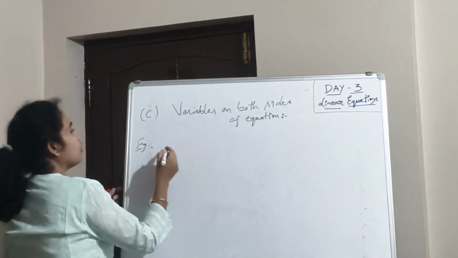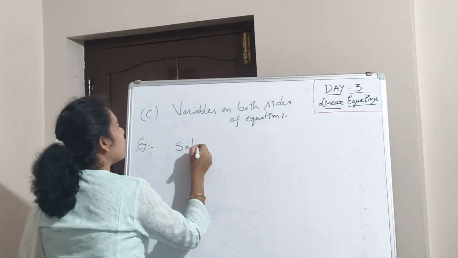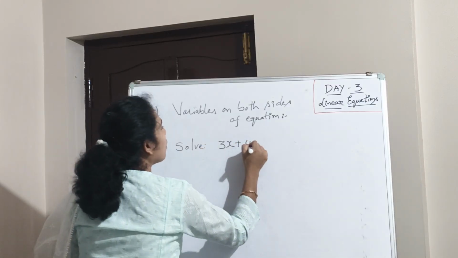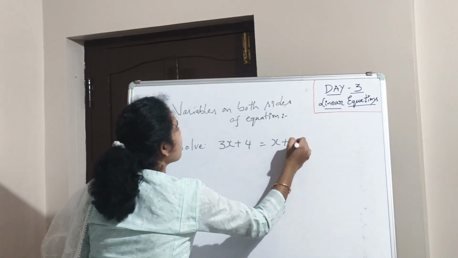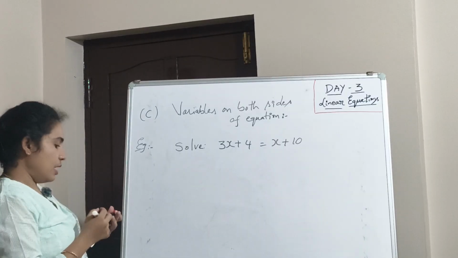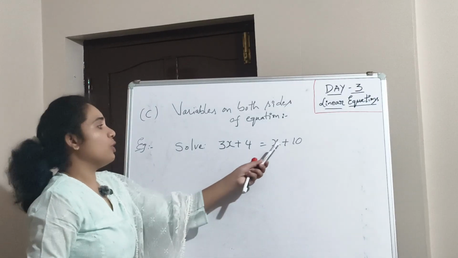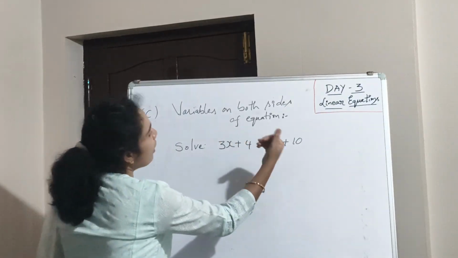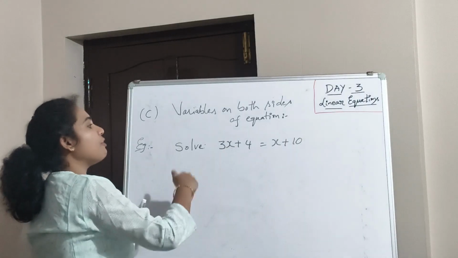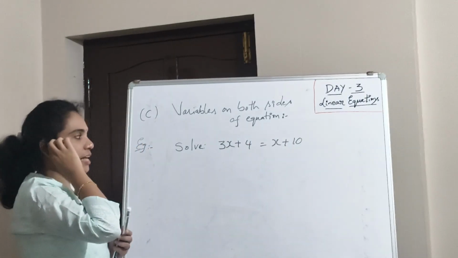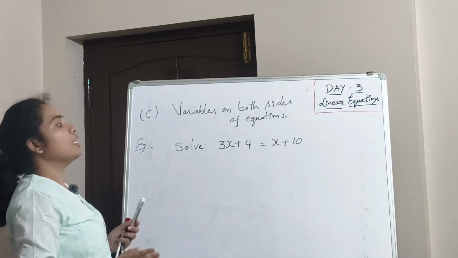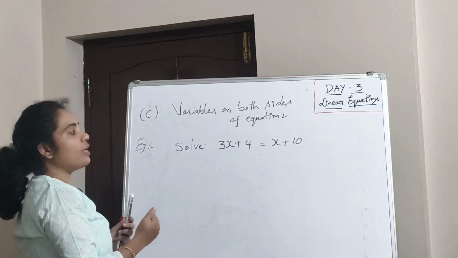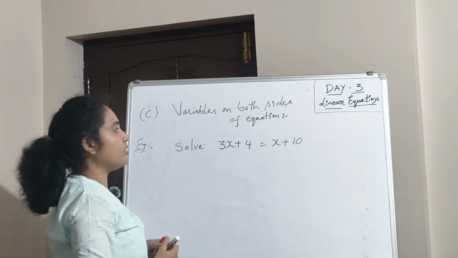Example, solve 3x plus 4 equal to x plus 10. What is it? 3x plus 4 is equal to x plus 10. Now we have the variable on the left hand side and also on the right hand side. So what do we have to do now? We have to move all the x terms towards one side and the constant terms towards the other side.